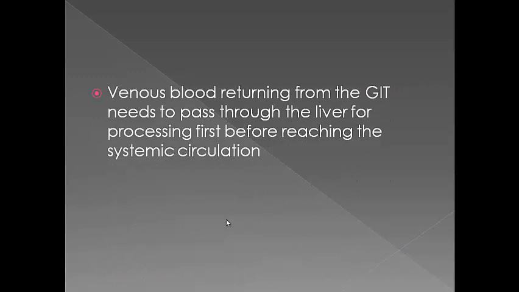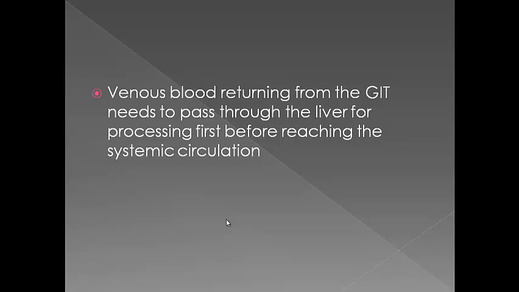Venous blood returning from the GIT needs to pass through the liver first. Normally you've seen how venous blood just drains from the organ into the veins and then goes directly back to the heart. This doesn't happen in the GIT. The blood needs to drain into the liver first, and then the liver will carry it to the inferior vena cava, which will then carry it back to the heart.